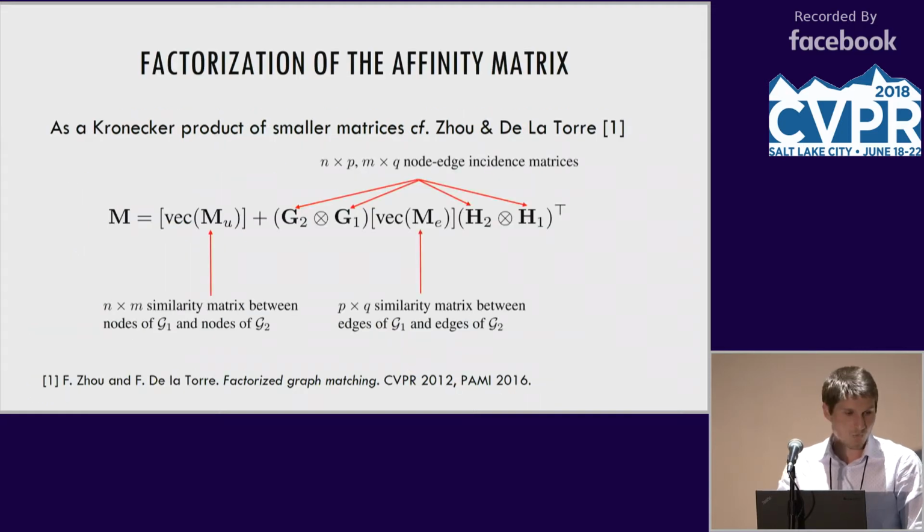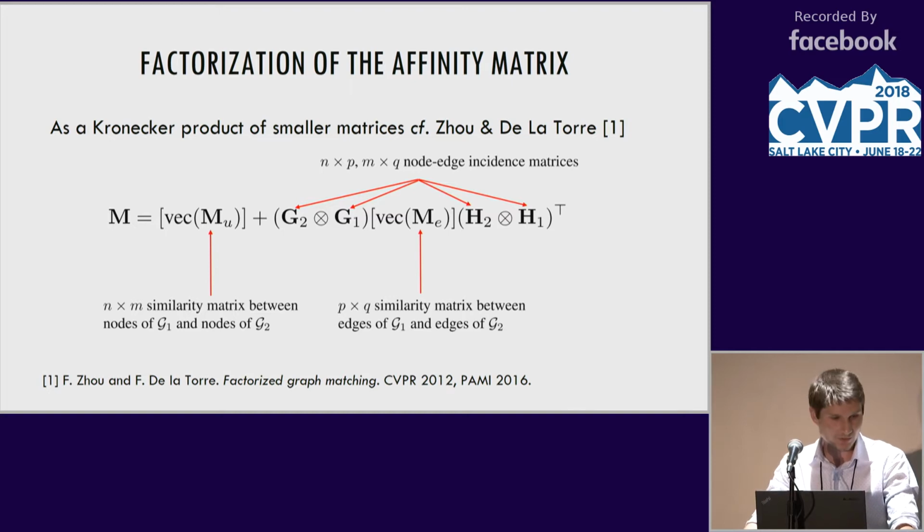One of the key aspects of the derivation is the factorization of the affinity matrix. Zhou and De la Torre introduced a factorization that is generally applicable to many graph matching models. They noticed that generally the affinity is sparse, as values are assigned only for selected pairs of nodes or edges. Hence, their affinity factorization relies on two important smaller matrices, MU, which is the matrix that measures similarity between vertices in the two graphs, and ME, the matrix that measures similarity between edges.